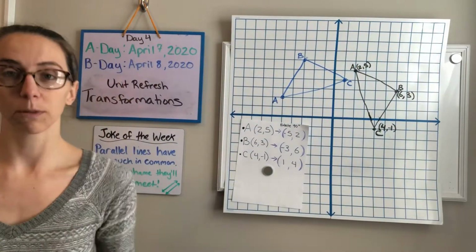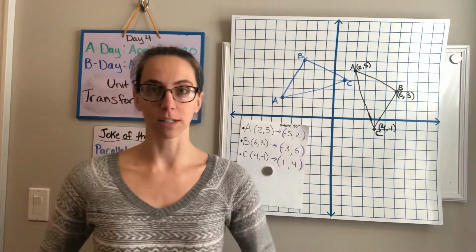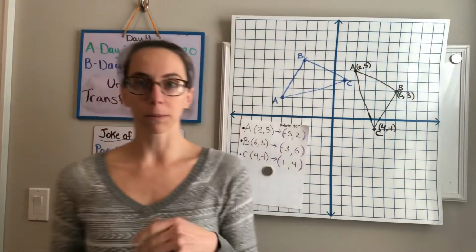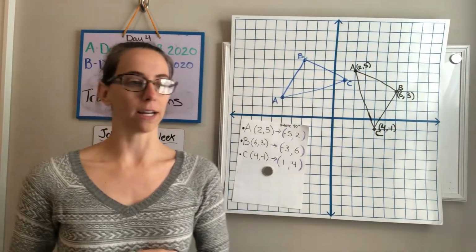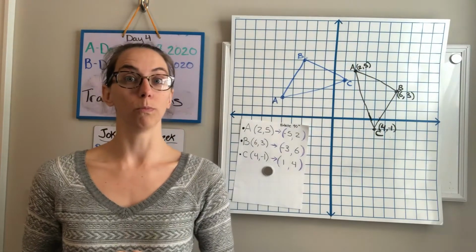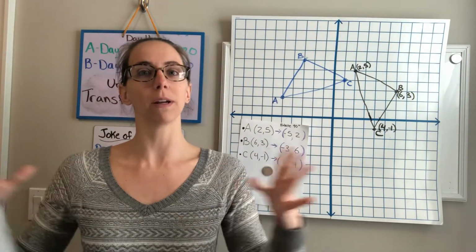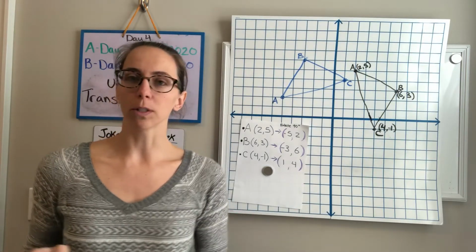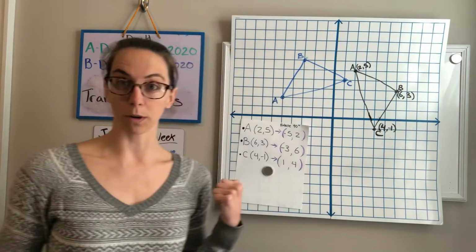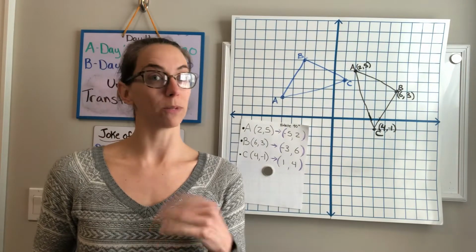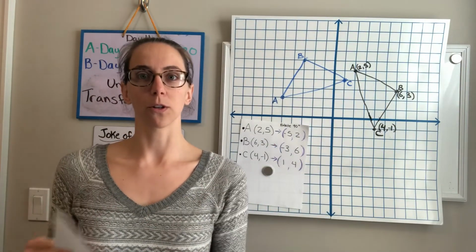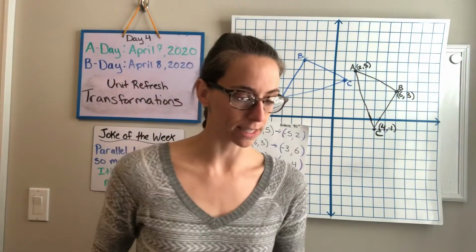And then the last one we were talking about was dilations, and that has everything to do with your scale factor. So if you are multiplying your coordinate by a scale factor that's bigger than 1, your figure should be getting bigger, right? It should be an enlargement. However, if you're multiplying your coordinates by a number between 0 and 1, then that figure should be shrinking. So you should have something that's getting smaller as you go.